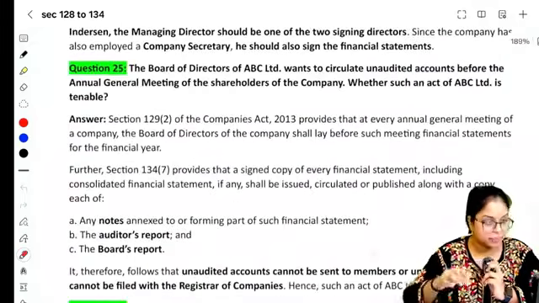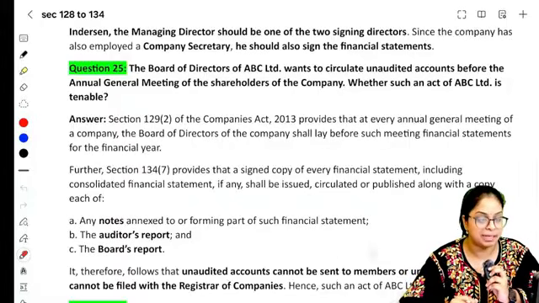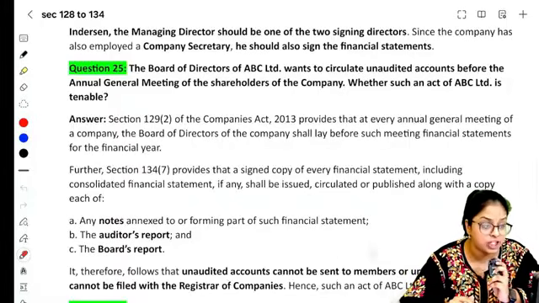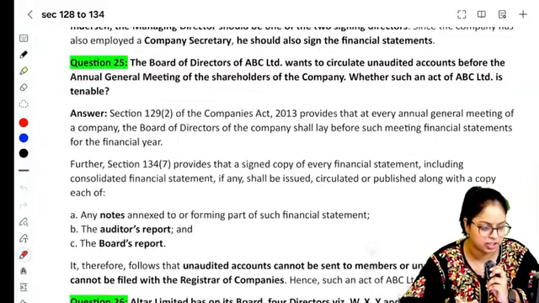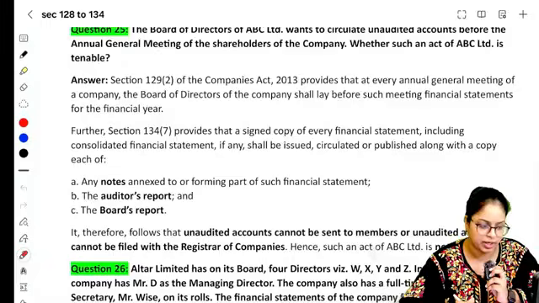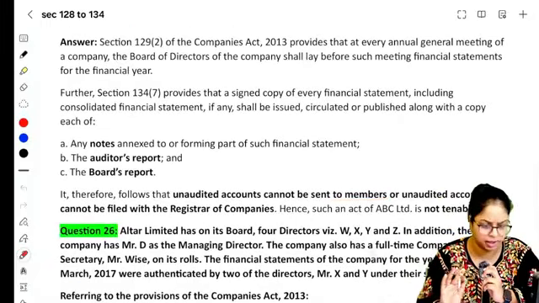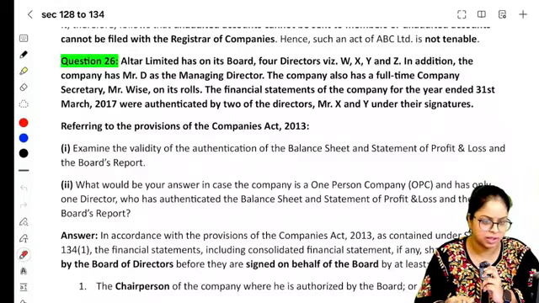Next question, look. The board of directors of ABC Limited wants to circulate the unaudited accounts before the AGM of the shareholders of the company. Whether such an act of ABC Limited is tenable. You cannot circulate the unaudited financial reports, right? You cannot circulate it to the members. Audited financial reports can be circulated, unaudited cannot be circulated.